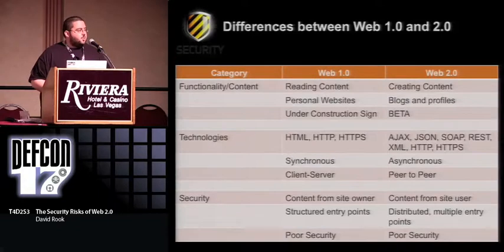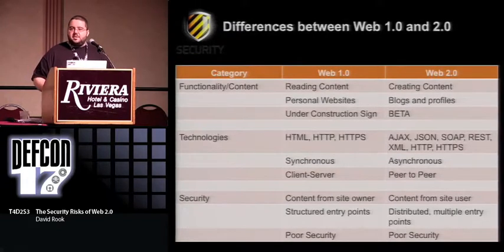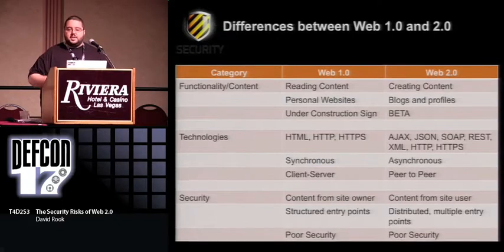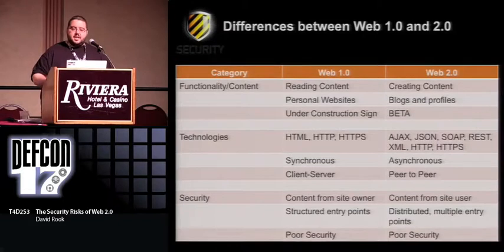In Web 1.0 we had poor security, and in Web 2.0 we're kind of repeating the same issues. Really, some of the key points there, from a user point of view, their web experience has changed from coming along and reading content to coming along and providing content. There are different technologies there, different security issues.